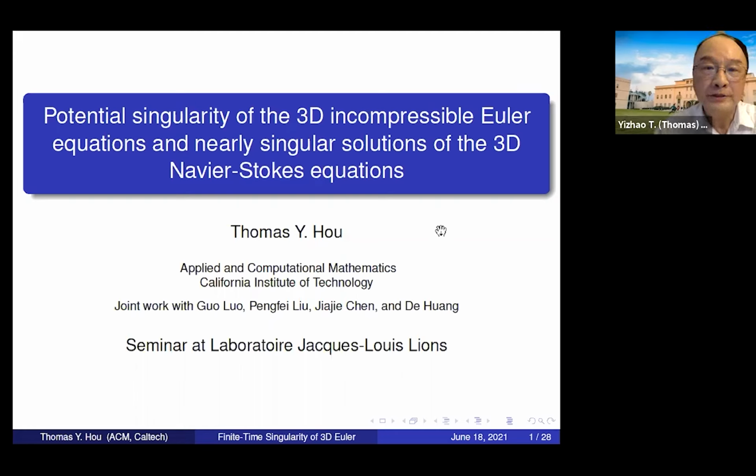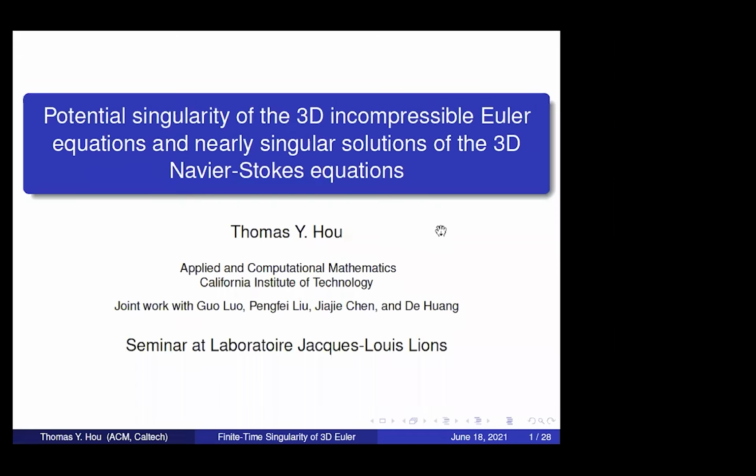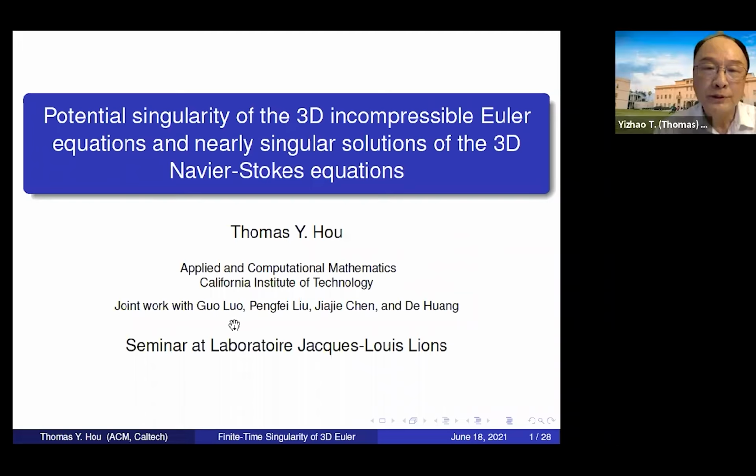Today I want to speak about some recent work on the potential singularity of the 3D incompressible Euler equation and the nearly singular solution behavior for the 3D Navier-Stokes equation. And I will also review some previous work with my former postdoctoral fellow and my former PhD student Pengfei Liu, and my current students Jiajie Chen and De Huang.